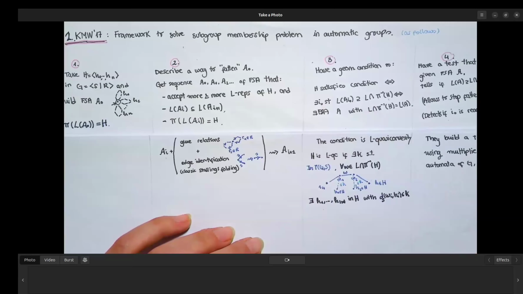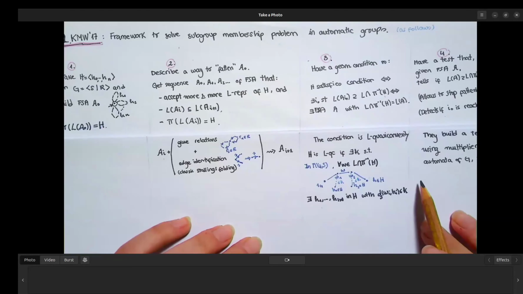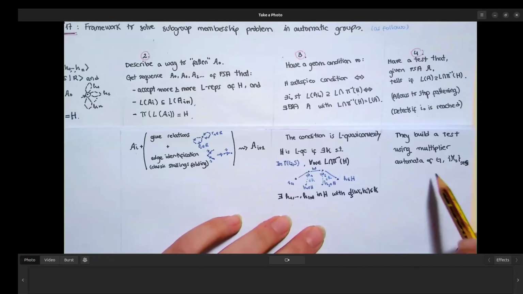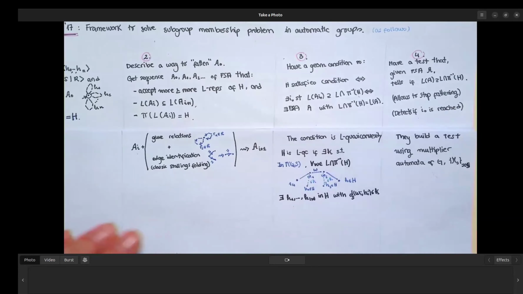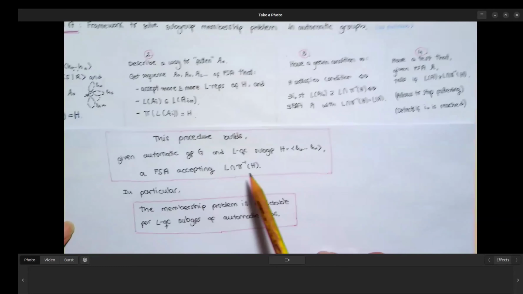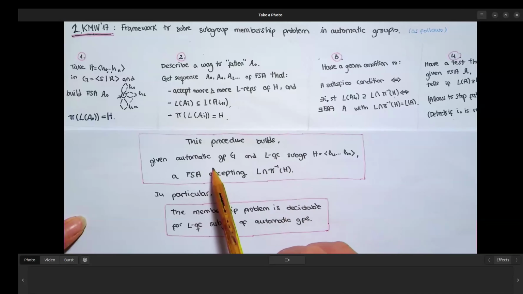And the test that they built for this uses the multiplied automata of the automatic group. So until this point, the automatic structure is not fully used because the multiplied automata are not used, but the automata are used at this point. I'm not going to give more details about it. But in summary, what this gives is a way of building a finite state automaton accepting the L representatives of a subgroup when the subgroup is L quasi-convex and the group is automatic.